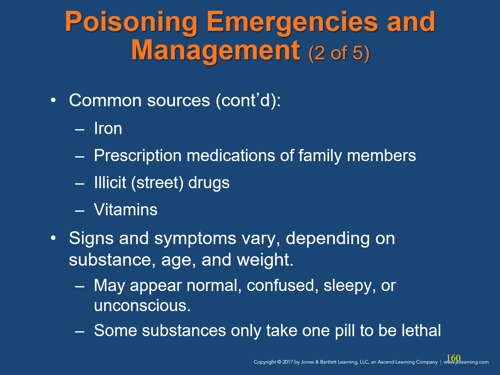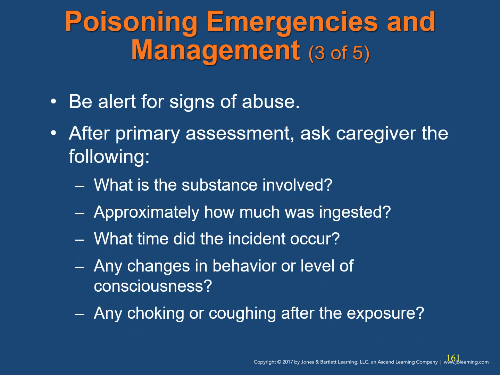Signs and symptoms of poisoning vary widely depending on the substance and the age and weight of the child. The patient may appear normal at first or may be confused, sleepy, or unconscious. Some substances only take one pill to be lethal in a small child. Be alert for signs of abuse.